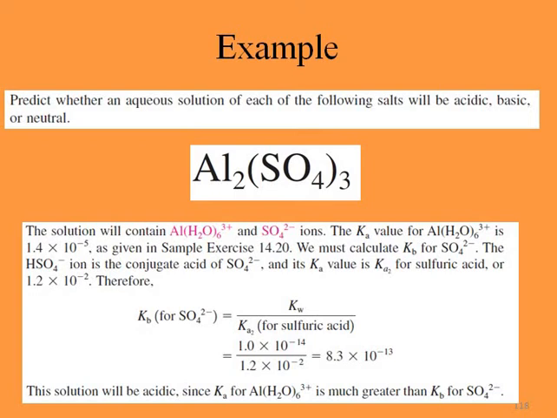So we have the Kb. Ka actually is Ka2 for sulfuric acid, which is 1.2 times 10 to the power of negative 2. So Kb will be 10 to the power of negative 14 divided by Ka, which is going to be 8.3 times 10 to the power of negative 13. So Ka of aluminum is much greater and much larger than Kb for sulfate. So it means that the solution is acidic.